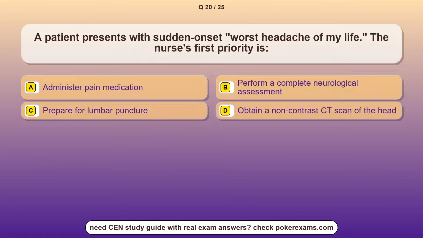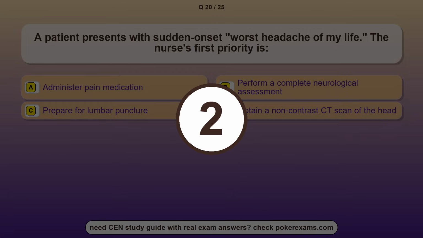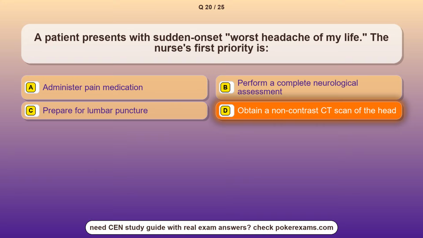Question 20. A patient presents with sudden onset of the worst headache of my life. The nurse's first priority is option A, administer pain medication. Option B, perform a complete neurological assessment. Option C, prepare for lumbar puncture. Option D, obtain a non-contrast CT scan of the head. The correct answer is option D, obtain a non-contrast CT scan of the head.